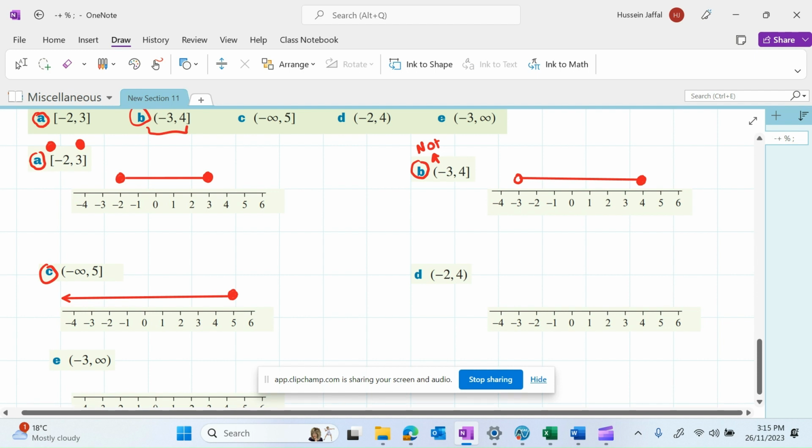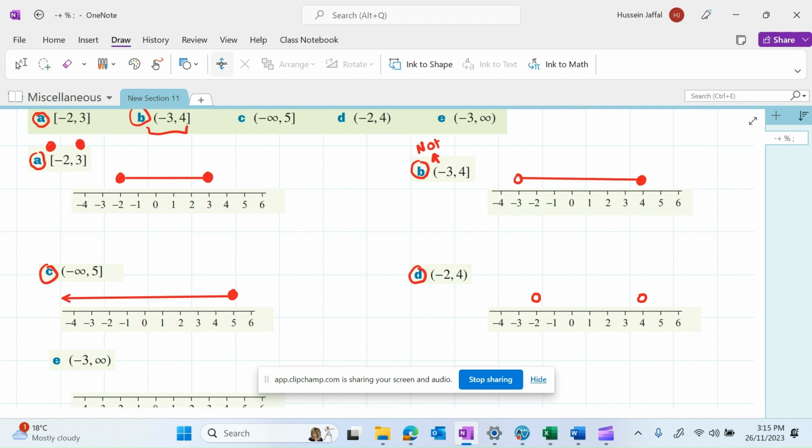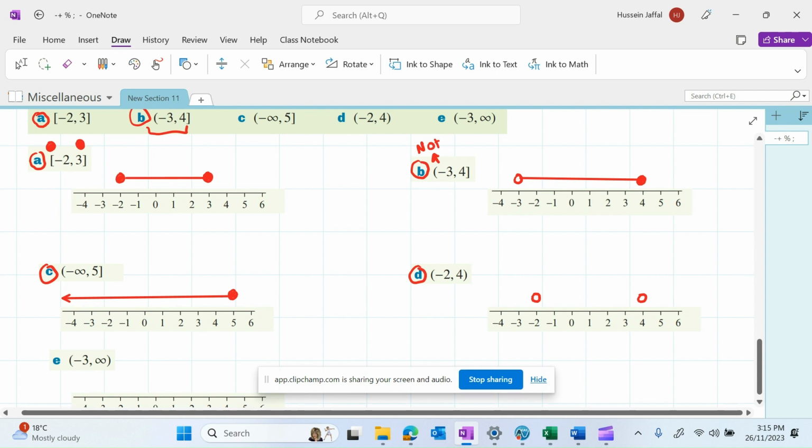Let's go to part D now. From -2 to 4 with open brackets on -2 and on 4. So at -2, the circle stays open because -2 is not included, and at 4, a circle that is also excluded because you have open brackets at 4. And then we draw a line between negative 2 and 4.